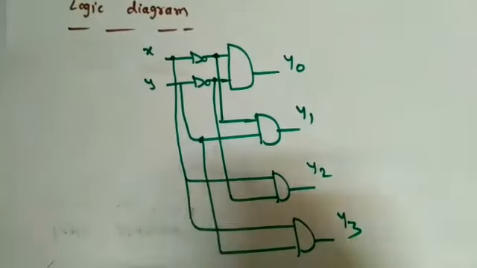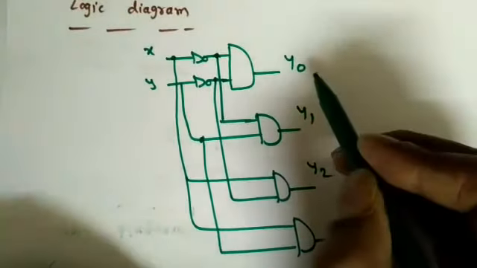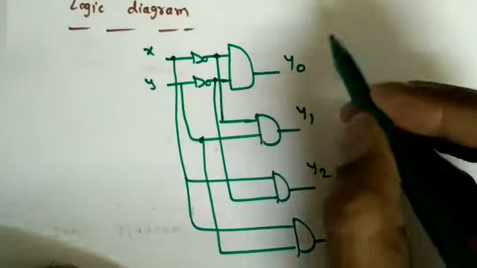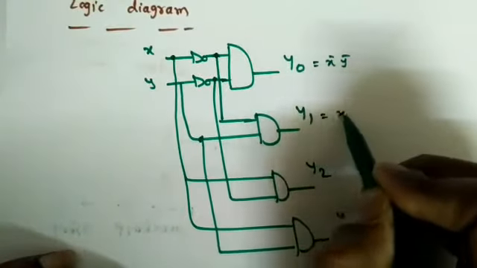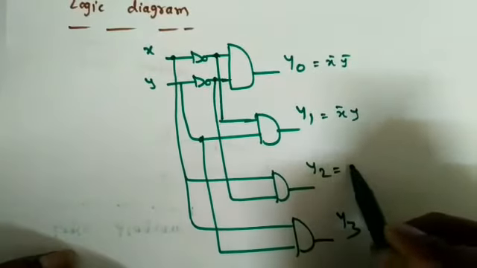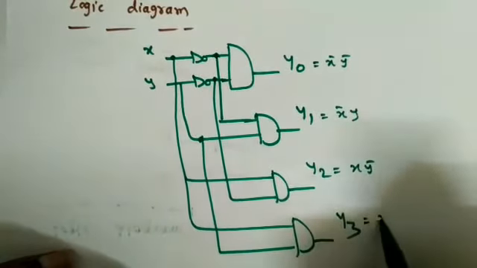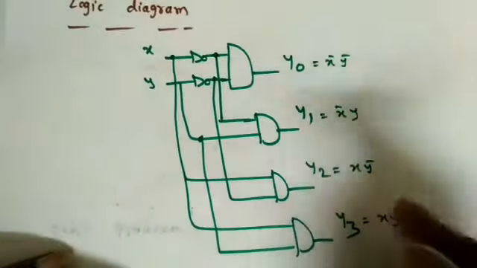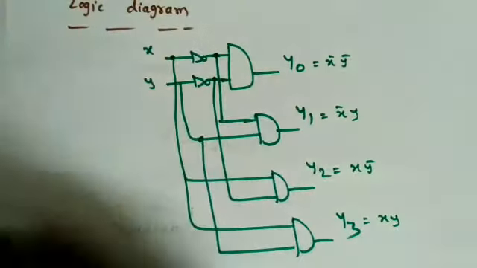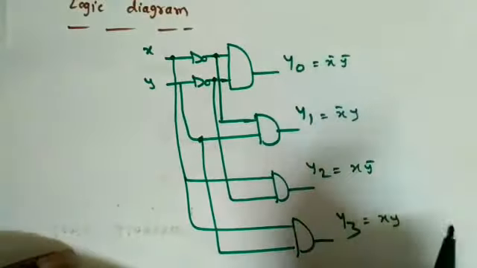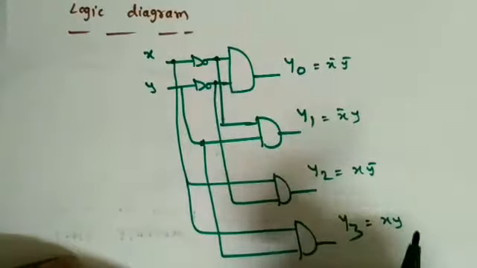That is the logic diagram of the 2x4 decoder. If you see, this y0 is simply representing x bar y bar, one min term. This one is simply x bar y, another min term. This one is x y bar, another min term. This is x y. So we are generating simply the min terms of the inputs, corresponding to 0, 1, 2, 3 and so on. So this is about the 2x4 decoder.